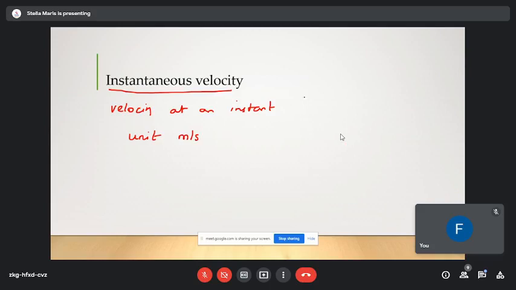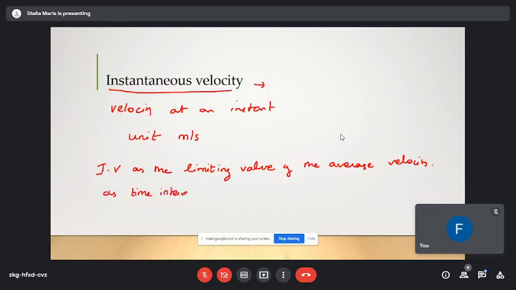So the definition for instantaneous velocity, I'm writing it as i.v. It is defined as the limit or limiting value of the average velocity as the time interval del t approaches 0. So this is the definition, right? Do you remember?